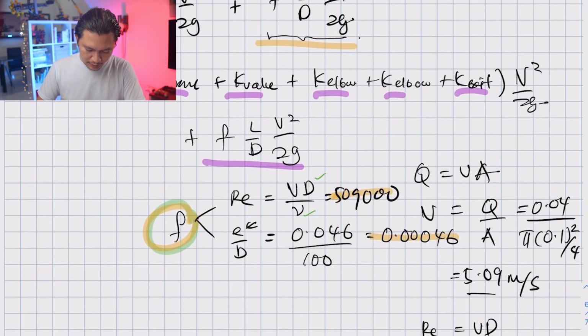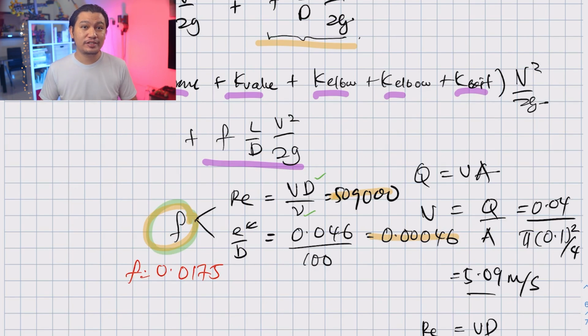Now we know that our f is equal to 0.0175. And again, please do not worry about the value of f too much, because if you find it to be 0.0173 or 0.0177, it should still be okay. Because remember, you are reading the Moody diagram with your own eyes, so it's okay to have some error there. But if it's too much, it's not acceptable.